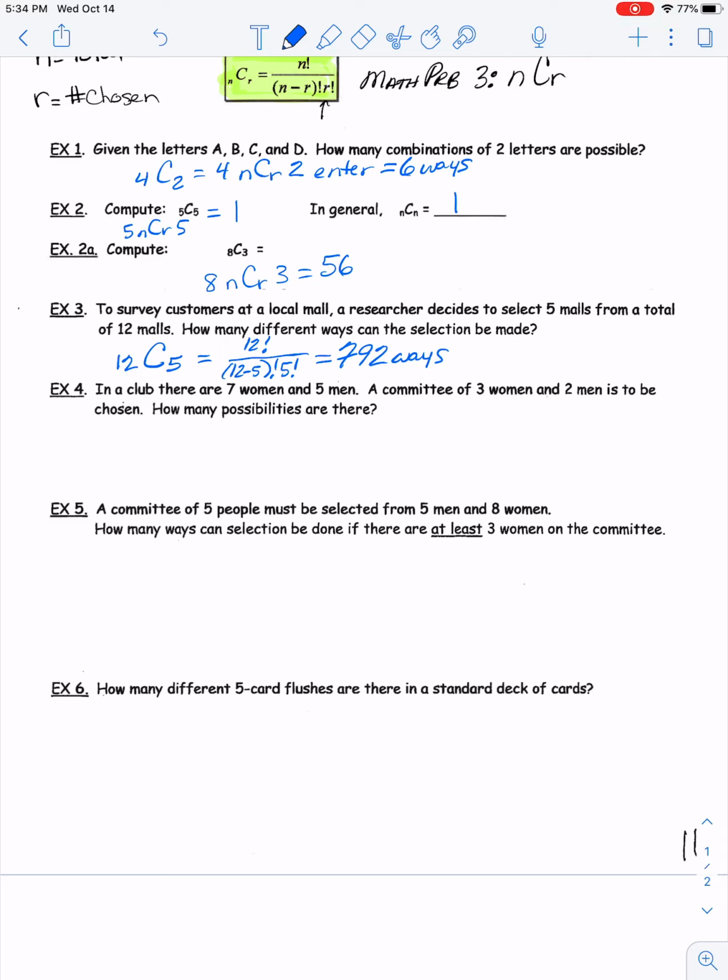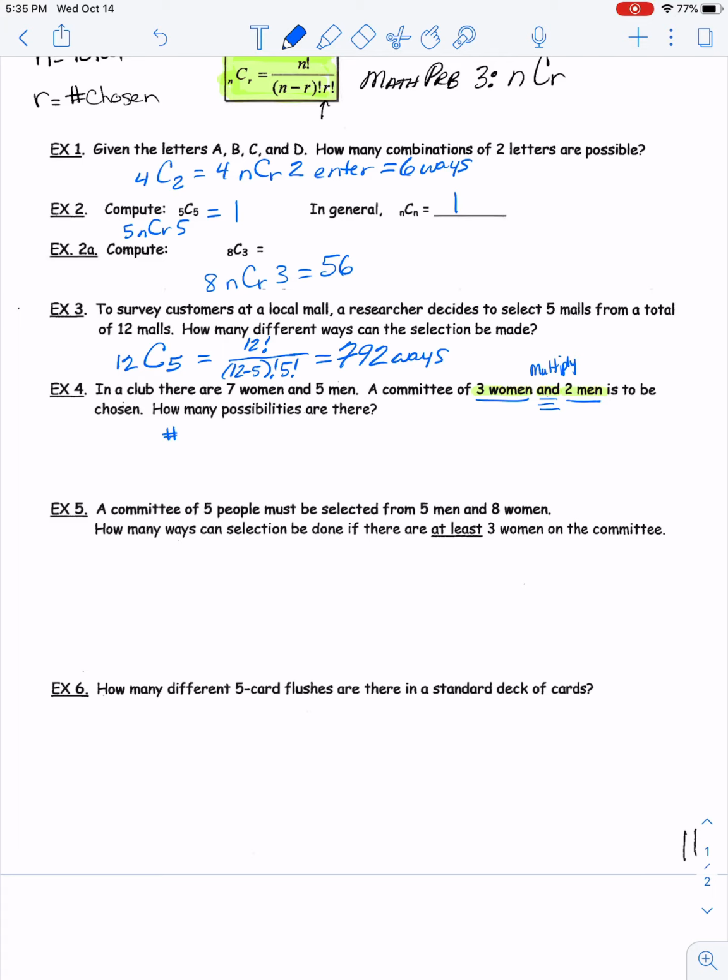All right, let's try example 4. In a club, there are 7 women and 5 men. A committee of 3 women and, in fact, I'm going to underline this, 3 women and 2 men is to be chosen. How many possibilities are there? Well, whenever we have an "and," it is implied that we want to multiply our 2 values together, the way to choose the number of women and the way to choose the number of men.